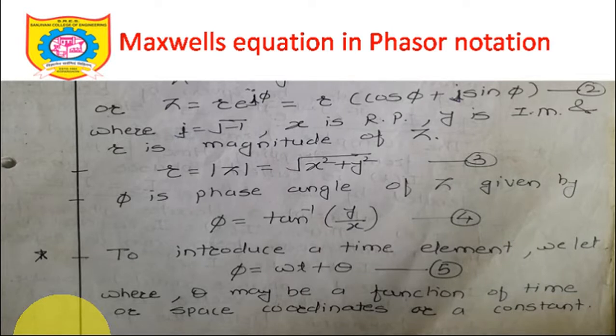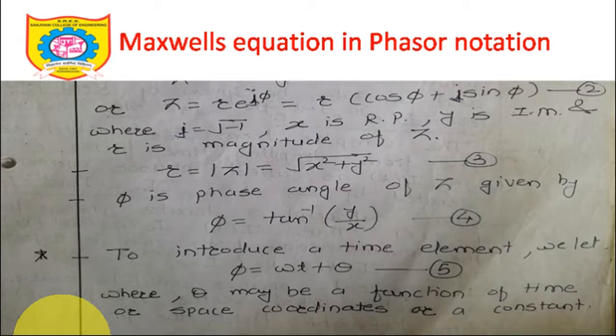Now it is time to introduce a time element, because in the electrodynamic field we came to the conclusion that fields are also going to vary with time. So let's say I want to represent phi with omega t plus theta. See, this is a new term which is introduced. Phi is equal to omega t plus theta. Can I replace phi in the above equation by omega t plus theta? Since phi is a time dependent variable, we introduce this element.